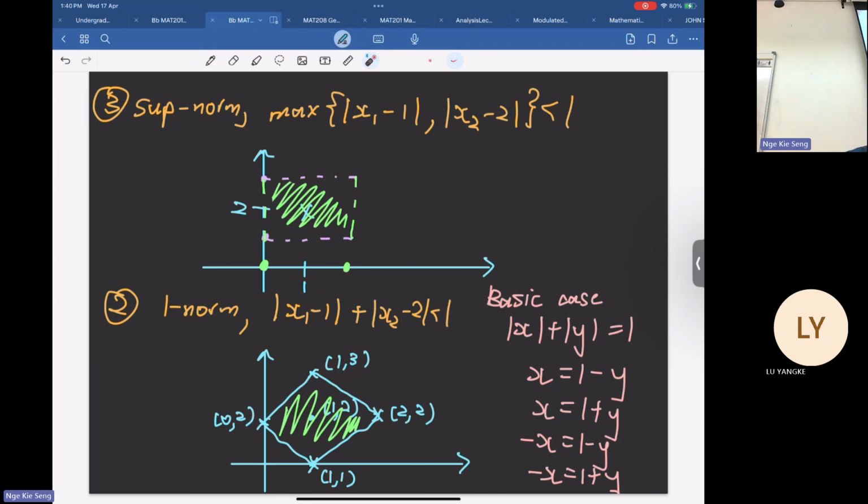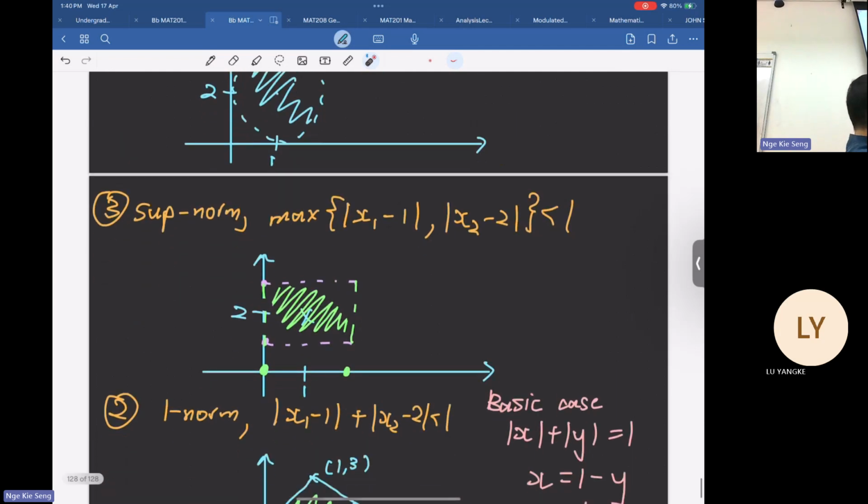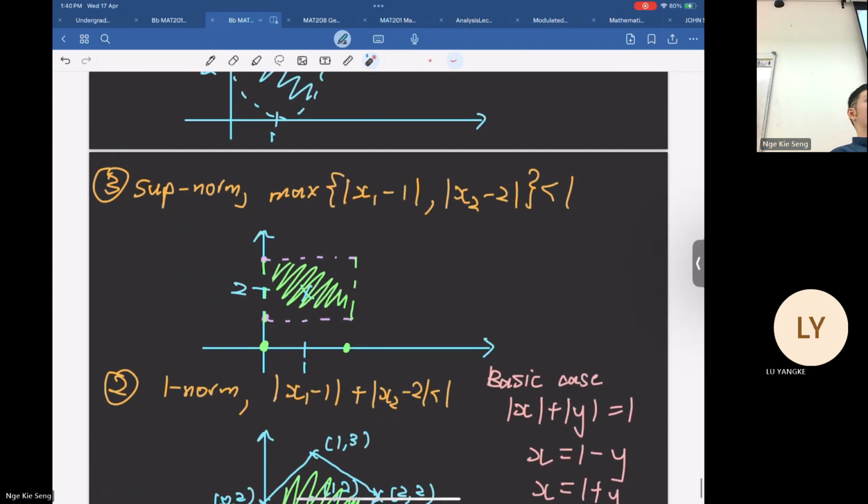For now, what we do is we look at balls in different norms. Even in the same space, with a different metric, you are looking at a different ball already. But in general, we just call them ball. Okay, open ball. All right.